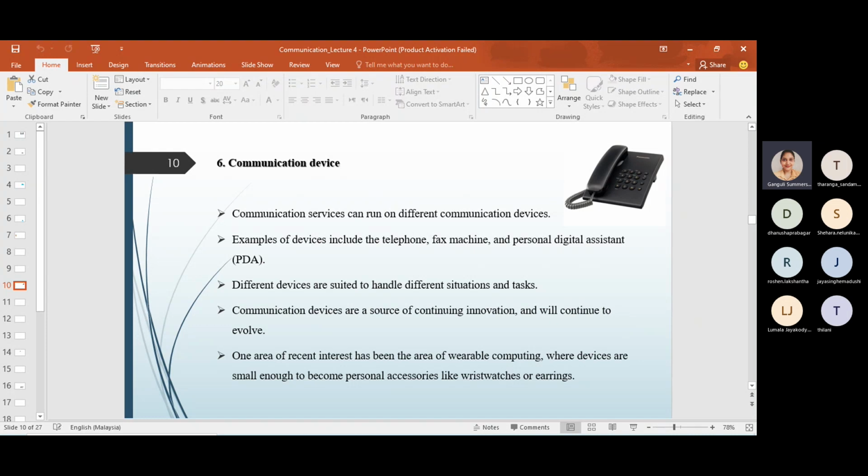Okay, so yeah, we can use different devices. Different devices are suited to handle different situations and tasks. Okay, so එක devices තියෙන්නේ එක situations handle කරන්න. Okay, so දැන් අපිට සමහරලාට හිතන්න පුළුවන් why a workplace has a telephone and a fax machine both කියලා. හරිද? ඒකට there is a reason.